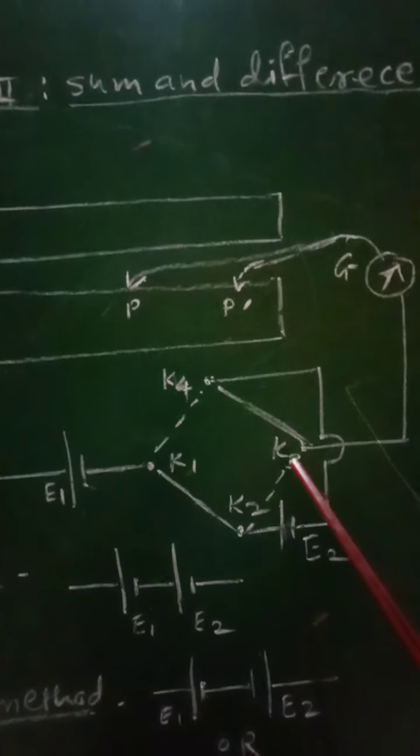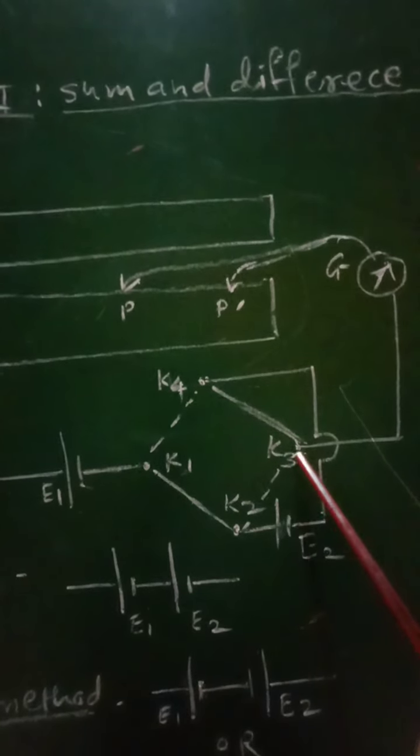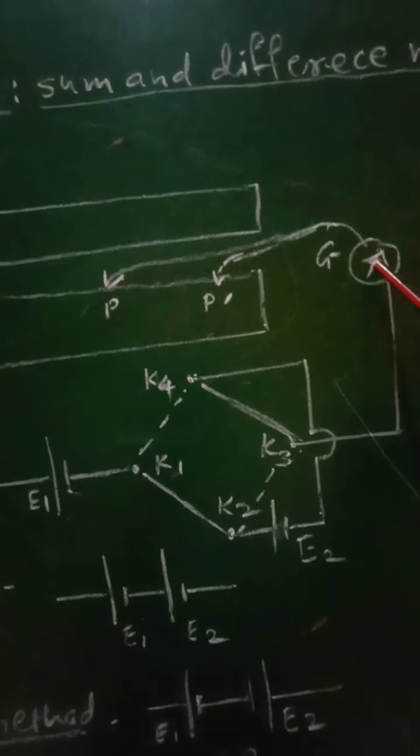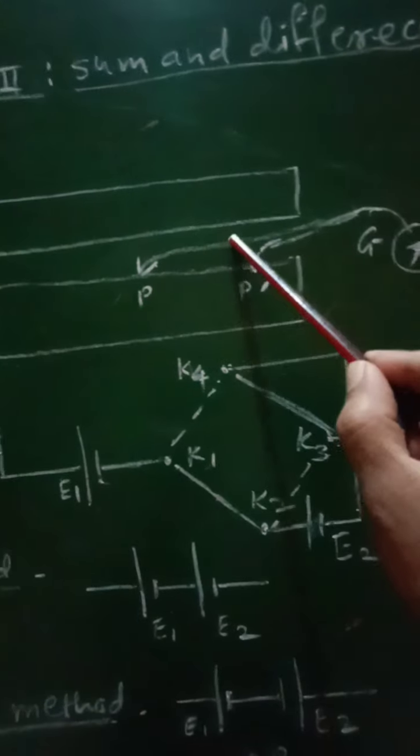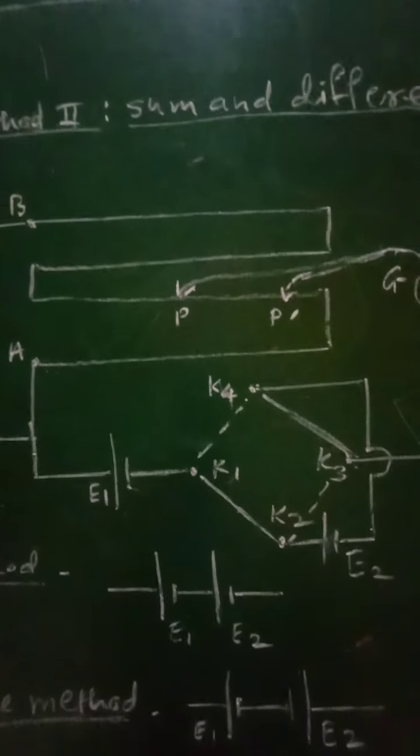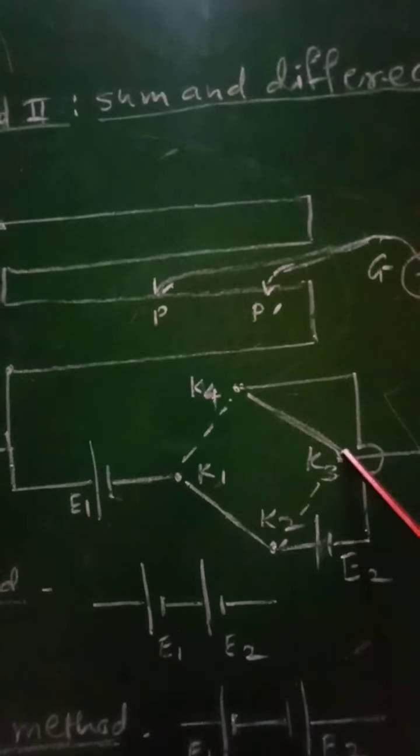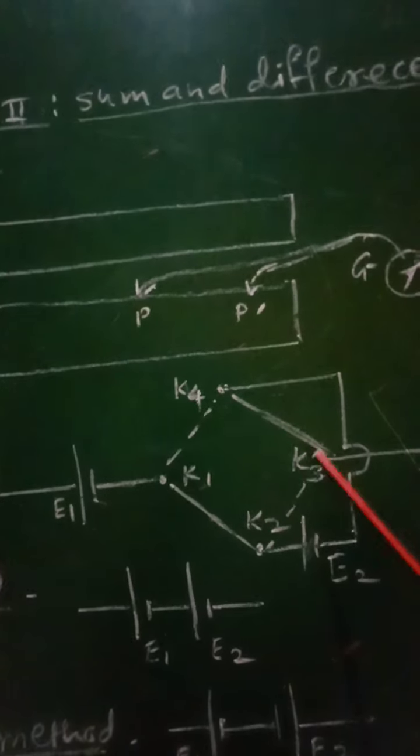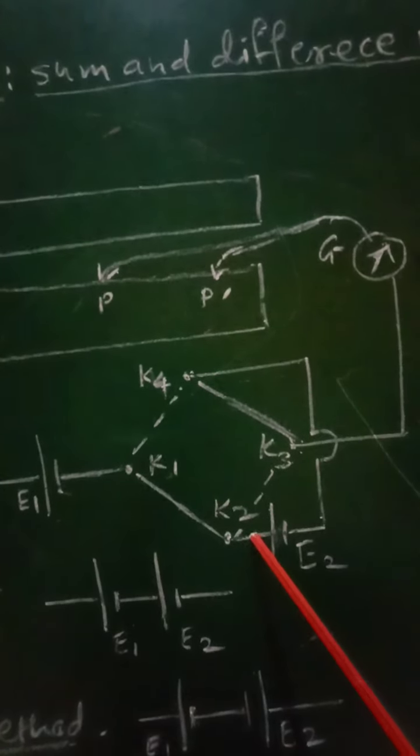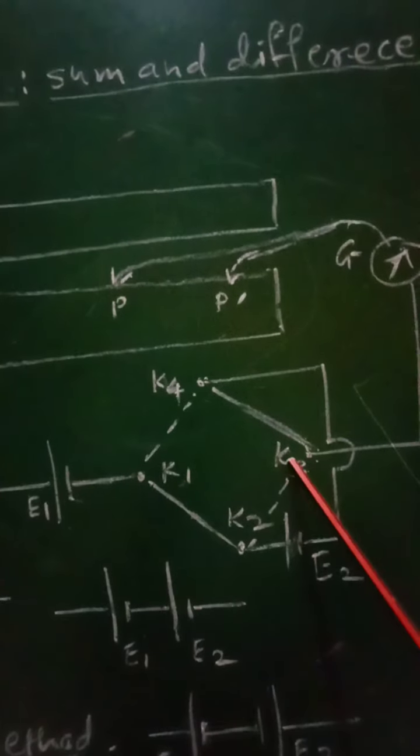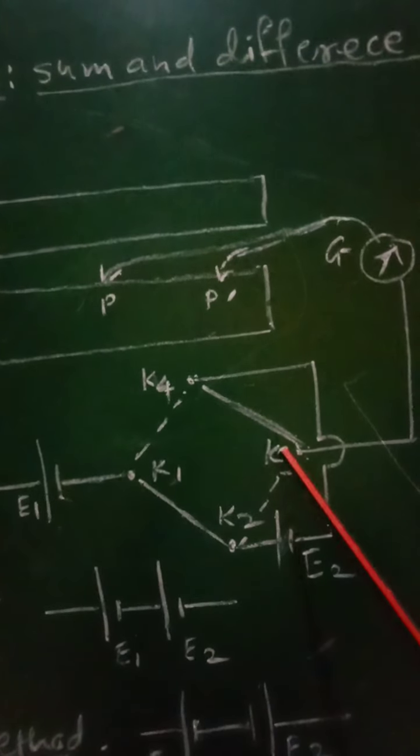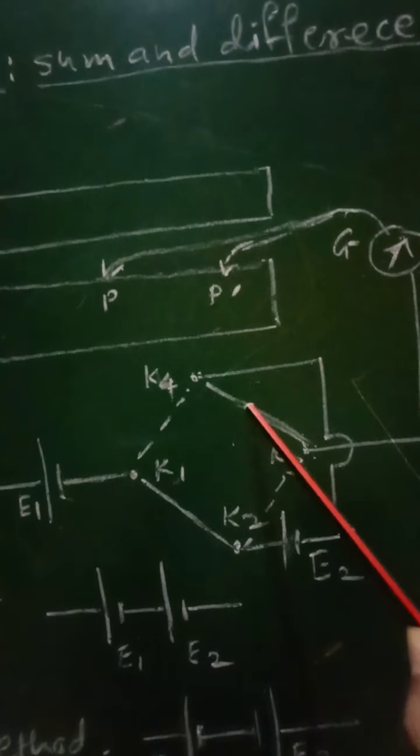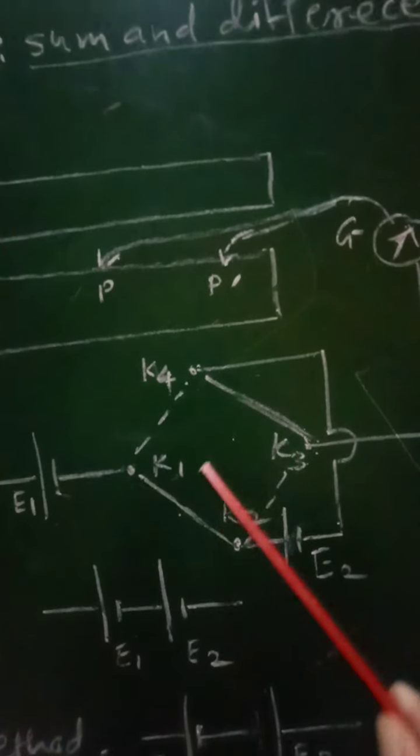Then K3 key of this 4-way key will be connected to one of the terminals of galvanometer, and other terminal of the galvanometer will be connected to the jockey. So this K1, K2, K3, K4, these are the 4 terminals of the 4-way key. The working of this 4-way key will be like this. When K1 and K2, these two keys are closed, at that time the current will pass between these two sides only.